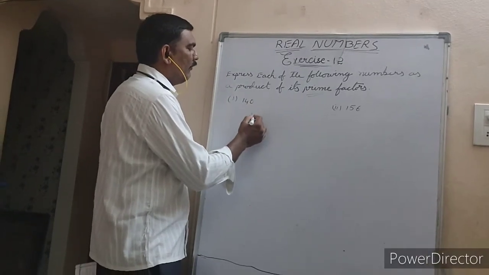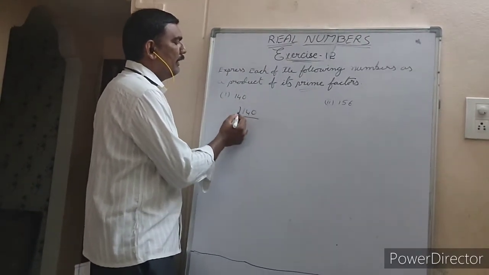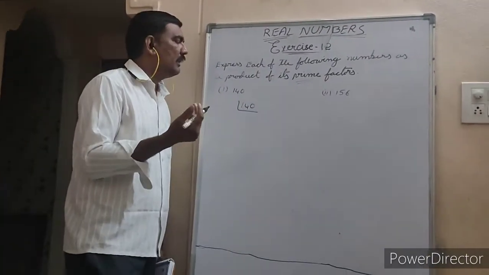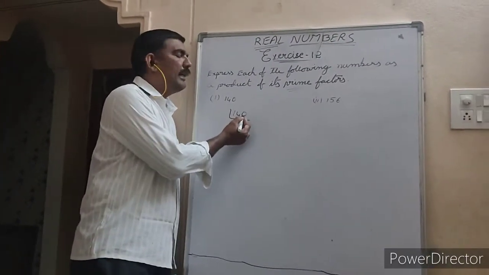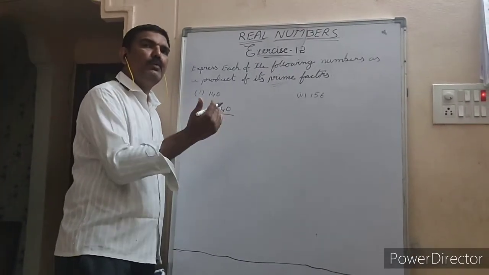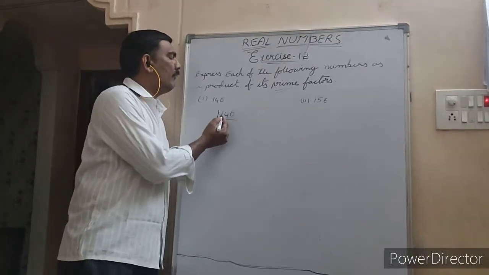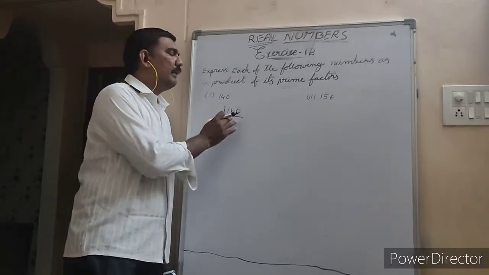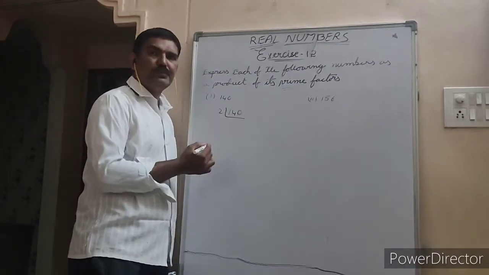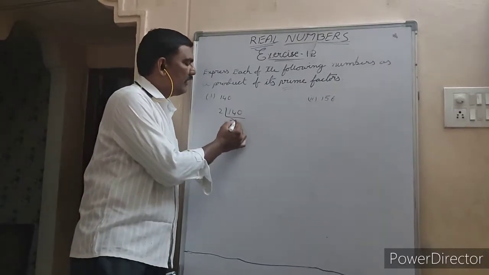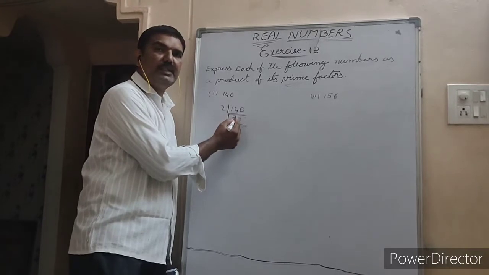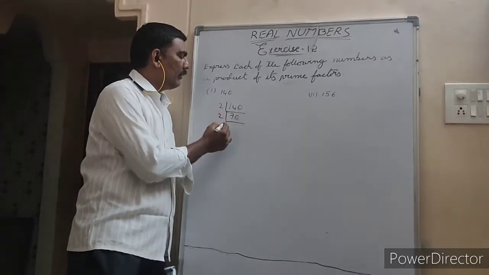So 140, you should take it, being an even number. We have to know what is an even number. An even number ends with the digit 0, 2, 4, 6, 8. Since 140 has 0 in the units place, it becomes an even number. If it is an even number, you have to divide by 2. So 2 into 70 is 140. Again 70 has 0 in the units place, so again it will go in the 2 table.